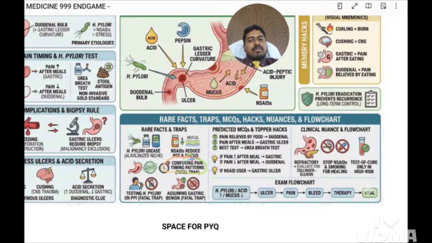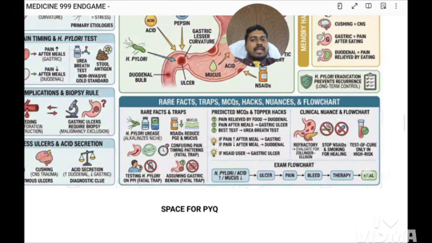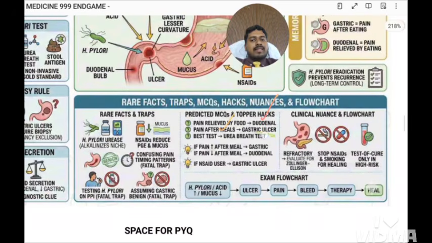So confusing pain timing patterns is the most common mistake that students make. That is, the pain that increases with meals is gastric ulceration. Pain that decreases with meals is actually duodenal ulcers. Okay, so that is what this is. When the food is not there, that time pain will increase, that is duodenal. When food is there, that time pain will increase, that is gastric. Okay. Next, pain relieved by food is duodenal, pain after meals is gastric.